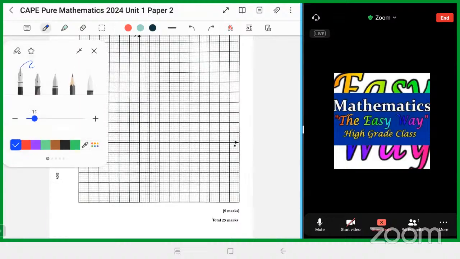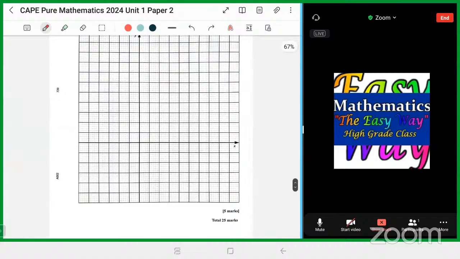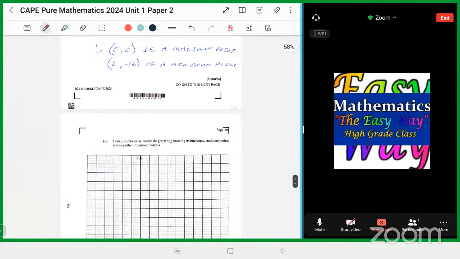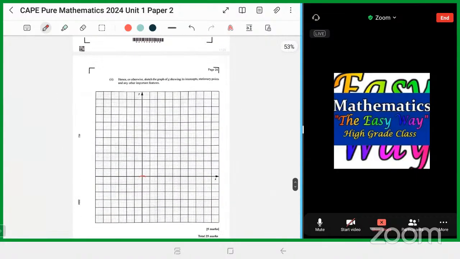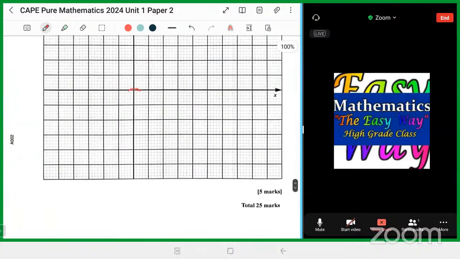All right, so we need a stationary point on the x-axis, and the maximum at the origin right here. And then a minimum point at 2, negative 16. So we're going to scale up the graph. Put the x-axis further up. All right, so negative 16. It's got 2, 4, 6, 8, 10. Can't reach.